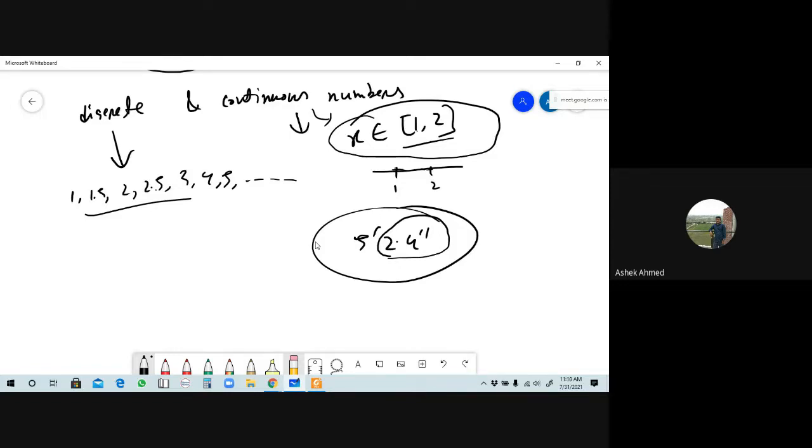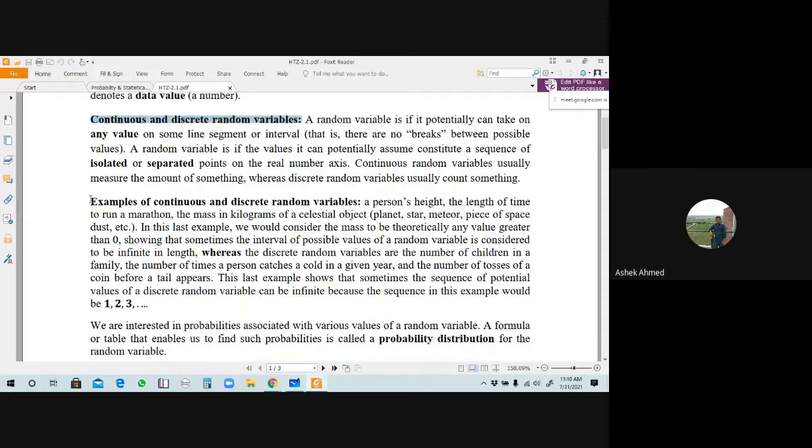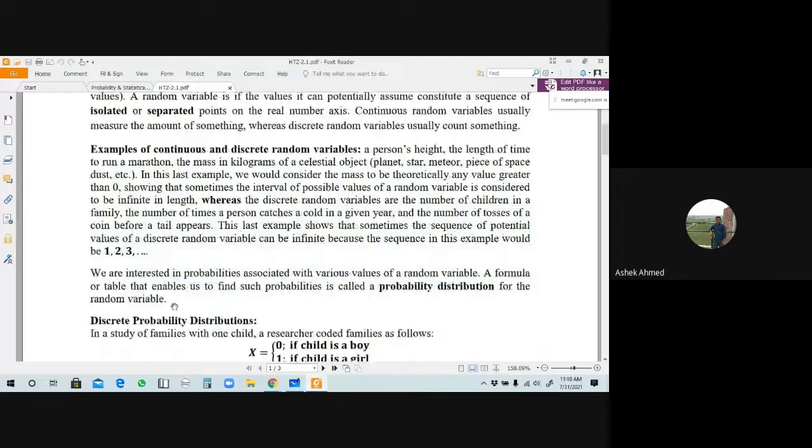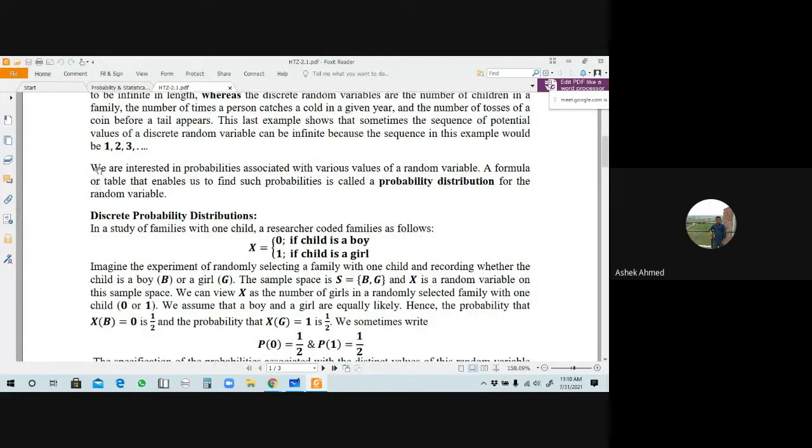Yes, sir. Okay, this will be called here the example of continuous type random variables. Understand? Yes, sir. Okay, these are explained here. Okay, you can see this types of example here. Now we'll discuss the next topic.